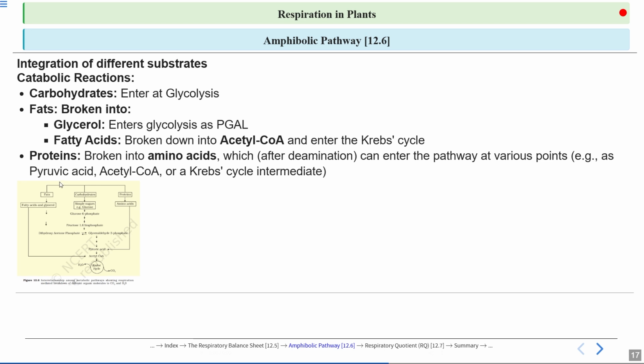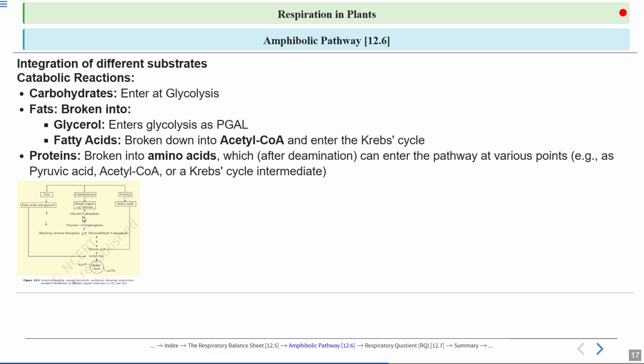Here we can see in the image that fats are first broken down to fatty acids and glycerol. Fatty acid can enter the pathway as acetyl coenzyme A. Glycerol is first converted to glyceraldehyde 3-phosphate or dihydroxyacetone phosphate, and then it further enters the cycle.